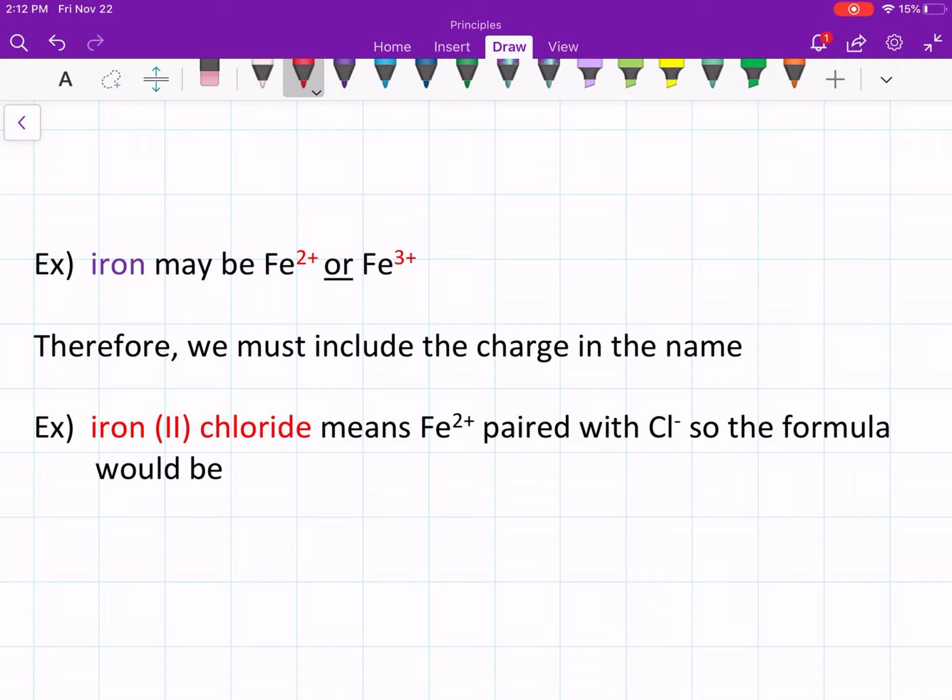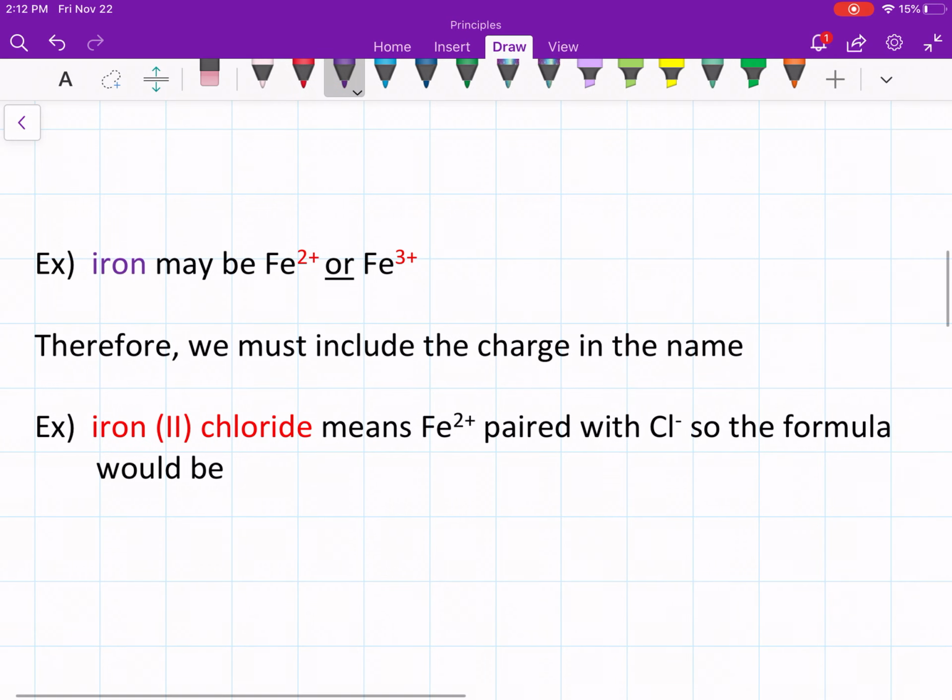So for example, iron(II) chloride has a Roman numeral, and if you're not familiar with Roman numerals, you will need to use about the first 6 or 7 Roman numerals. The Roman numeral after iron, II, means this is iron with a 2+ charge. That's what it's telling us. It's not that there are 2 irons in the formula, but rather that it has a 2+ charge.